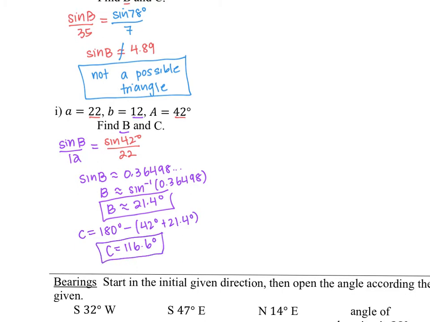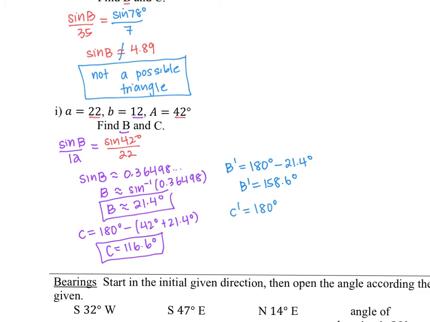Okay, now let me consider B prime, because when I use inverse sine, I get a second answer, which is pi minus x, or in this case, 180 degrees minus x, which is 21.4 degrees. So it's possible that angle B could also be 158.6 degrees if I were to construct this triangle. Okay, now if B prime is 158.6 degrees, let me calculate C prime.